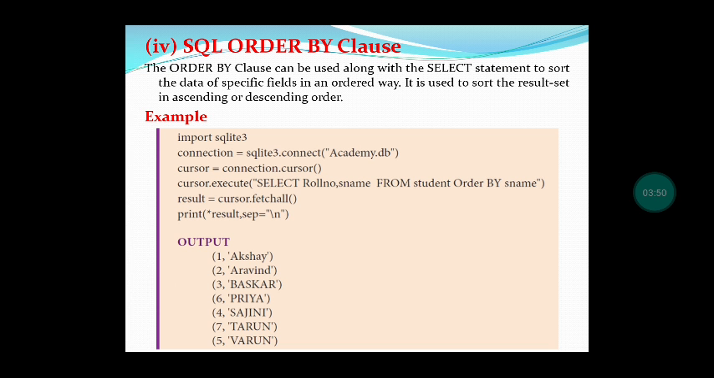Next clause is order by clause. It is used to display the records either in ascending order or in descending order. In this example, select roll number, comma, S name from student order by S name. In alphabetical order, the student names have been displayed, and we also displayed the roll number. So the output came as 1 Akshay, 2 Aravind, 3 Bhaskar, 6 Priya, 4 Sajini, 7 Tarun, 5 Varun. It is displayed in ascending order as per the name, so the roll numbers have changed.